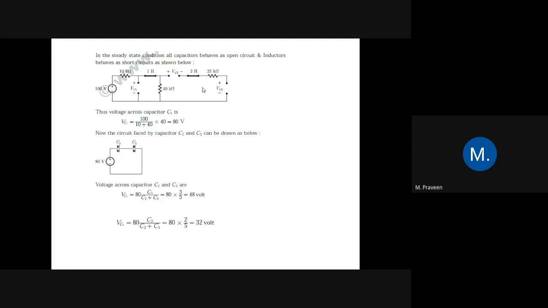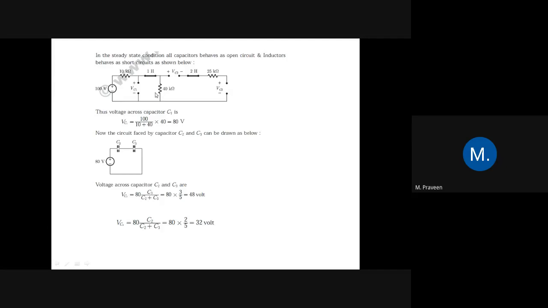So what will happen to the inductor? The inductor will become short circuit. So at time t equal to infinity, the capacitor will be open circuit and the inductor will be short circuit. So if you redraw the diagram, here it is inductor, so it is short circuit. Here it is inductor, it is short circuit. So this is capacitor, it is open circuit. Here we have the capacitor, it is open circuit. Here also we have the capacitor, that is open circuit. Okay, so this is the rearranged diagram.